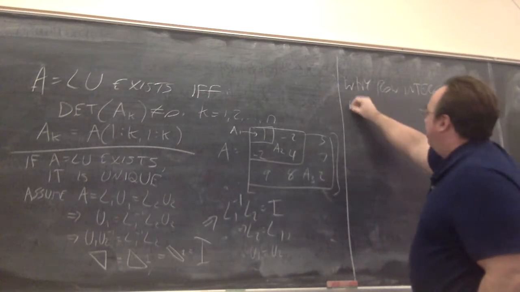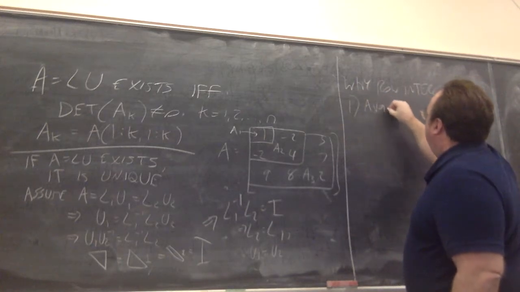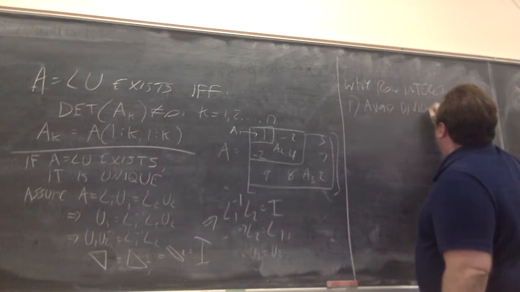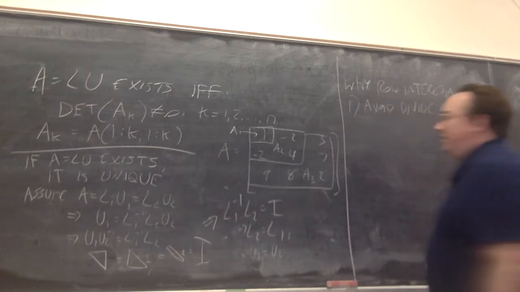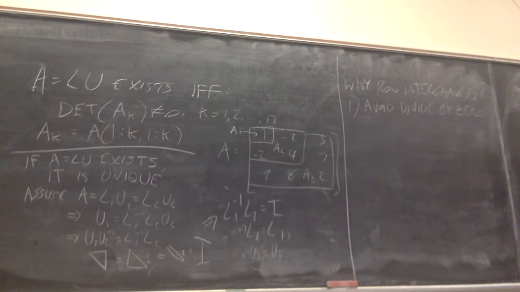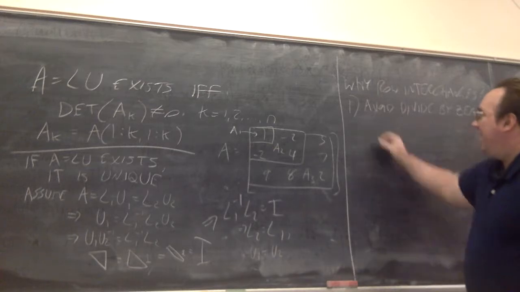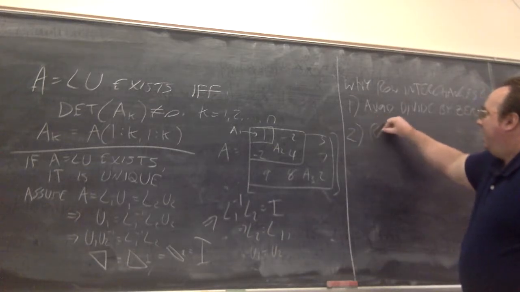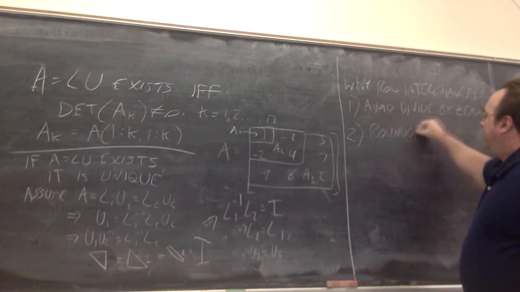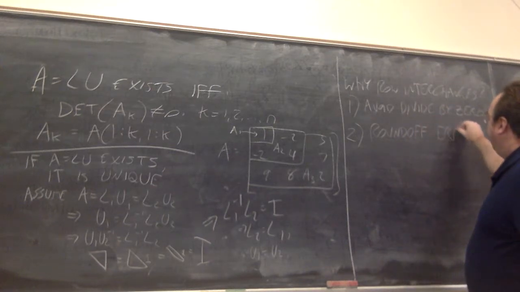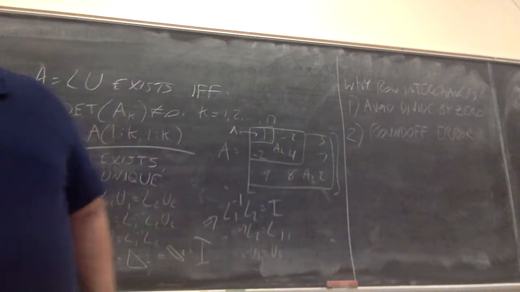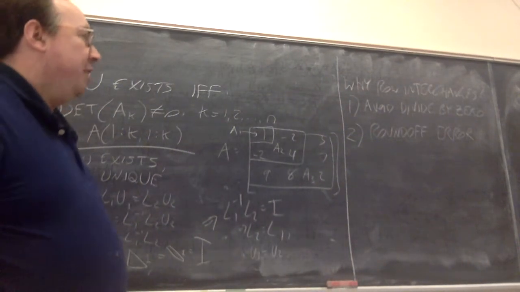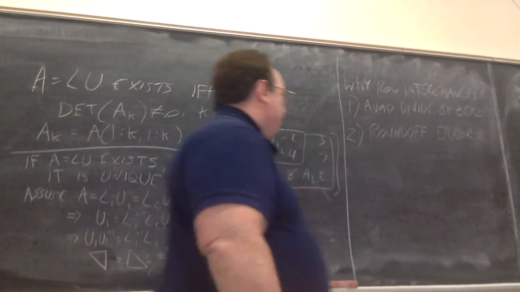So why row interchanges? First, the reason I already gave is to avoid dividing by 0. And even if it's not exactly 0, if it's almost 0, that could be a problem. All right, and the second reason has to do with round-off error. In other words, the error that is inherent in any computer arithmetic operation or floating point arithmetic operation.